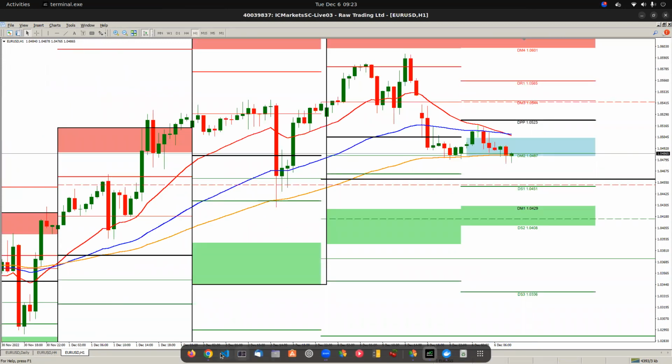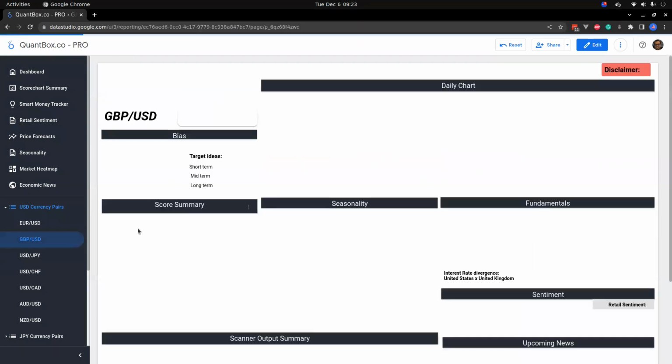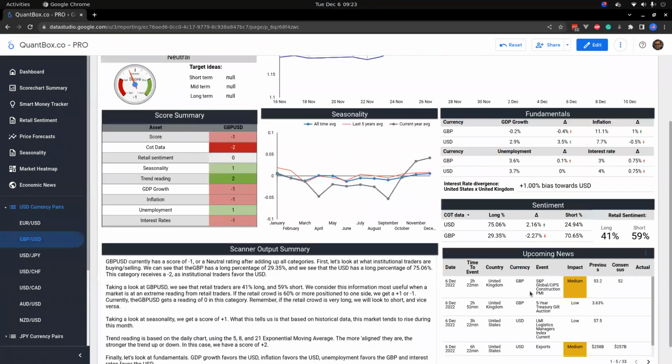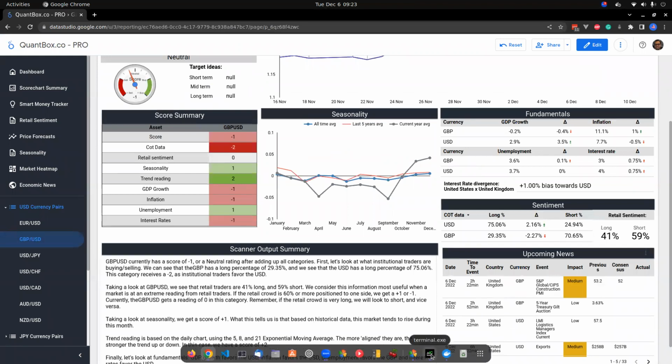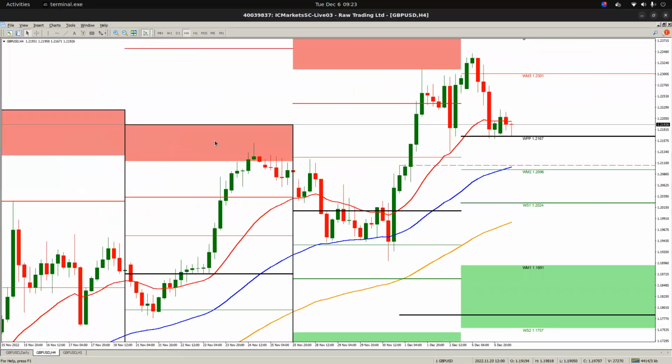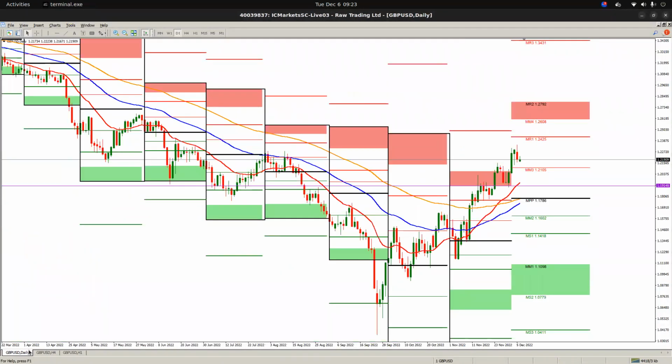All right, let's take a look. What's next? Pound dollar. Neutral. Okay, any news out of London today? We've got some medium and low tier news. Let's take a look at the GBP, the Great British Pound. All right, so what do we got?